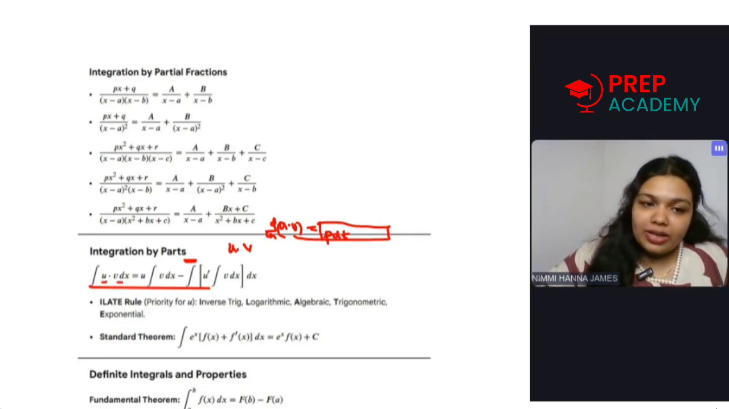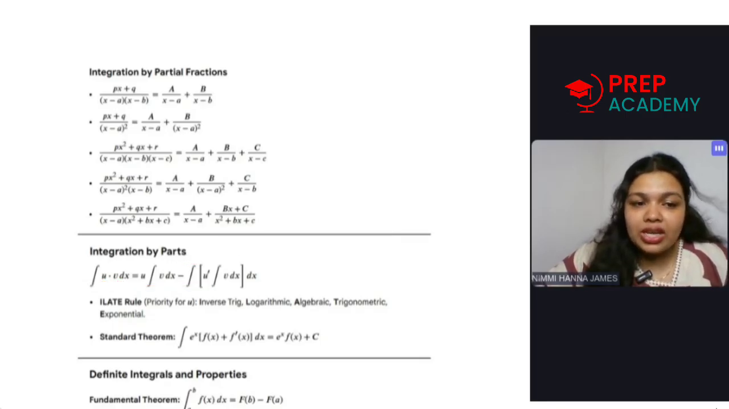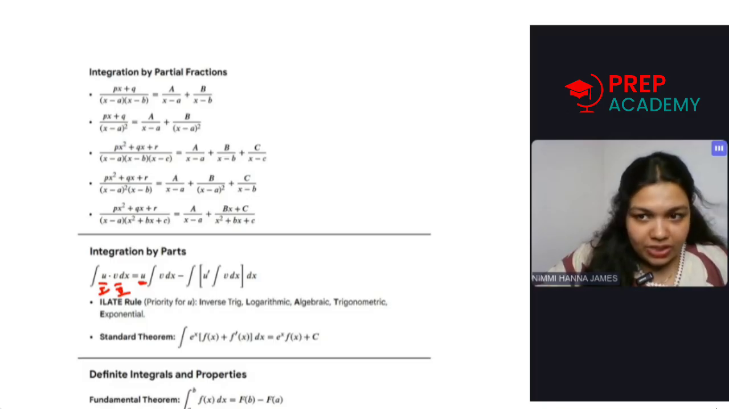Here u is the first function and v is the second function. So this is how we expand: first function into integral of second function, minus integral of, we have to open a bracket, differential of first function into integral of second function dx.